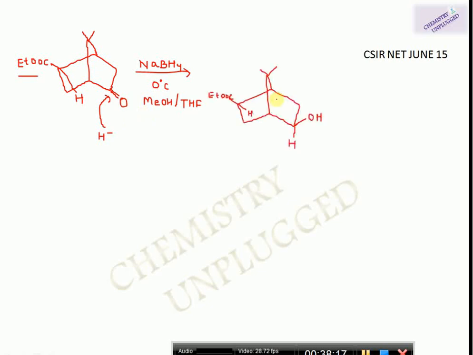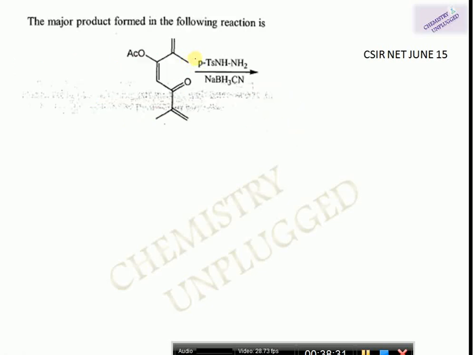not be affected. In the next question we are using tosylhydrazine. This is a very important reaction. First is the formation of hydrazone using hydrazine and this carbonyl group. So this hydrazone will be formed and now we are using NaBH3CN.